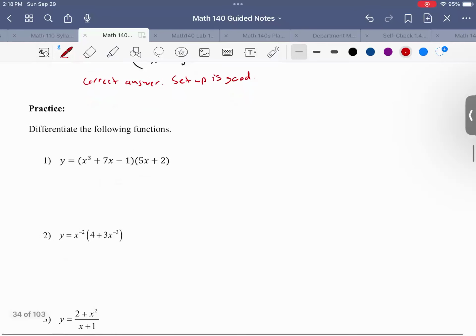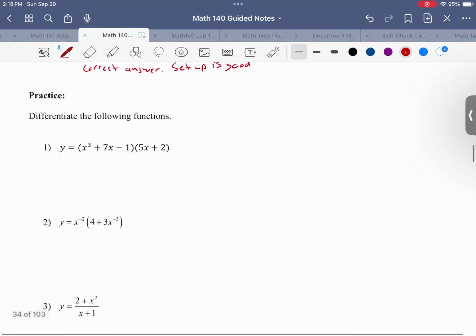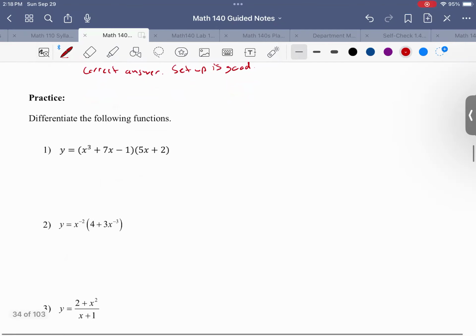Okay, welcome back, everybody. Section 2.2. We're going to go over some practice problems. Go ahead and practice with our product and quotient rules.